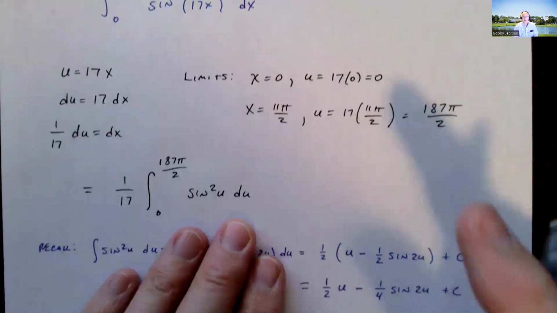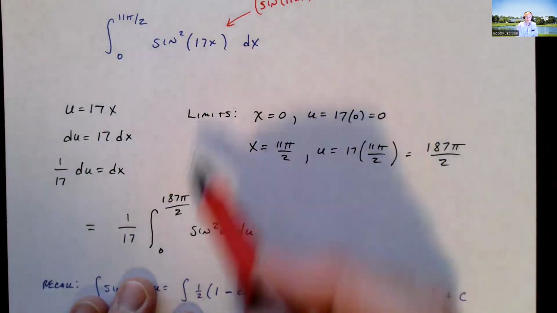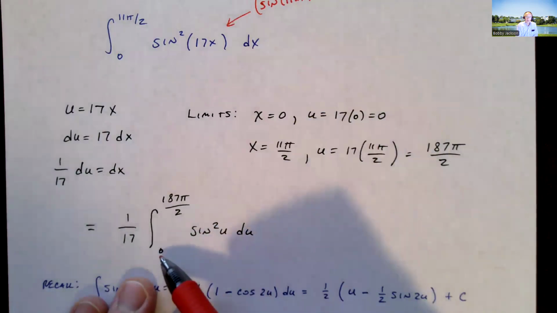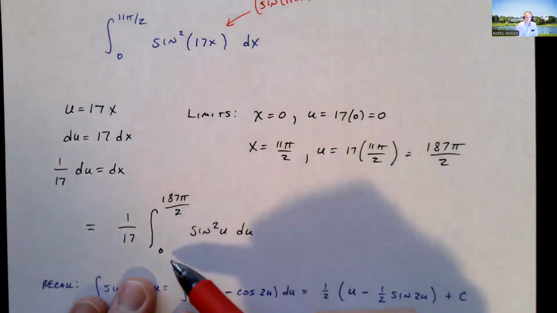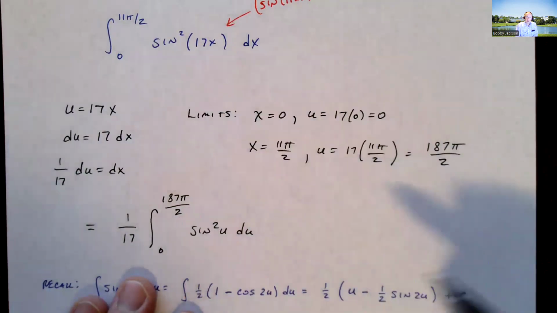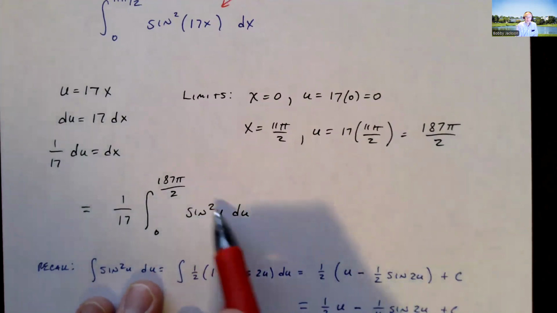So my new integral becomes 1/17 du is the dx, sine squared of u, and my limits, as I showed you, just changed, right? From 0 to 11 pi over 2 to 0 to 187 pi divided by 2. Now, what's the antiderivative of sine squared u?